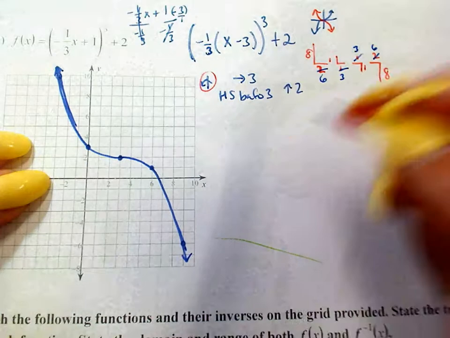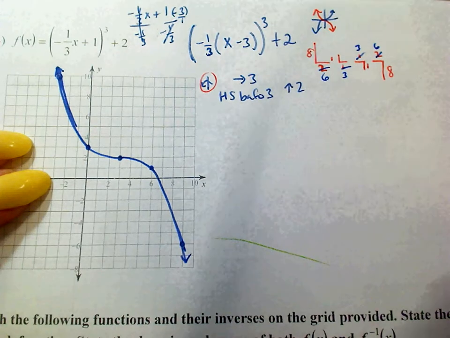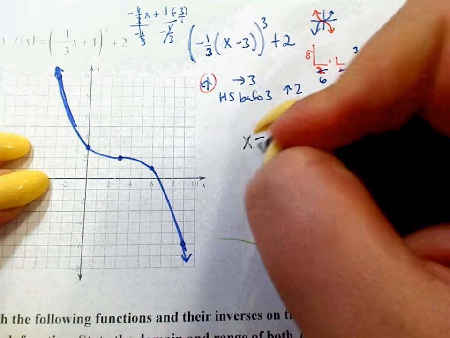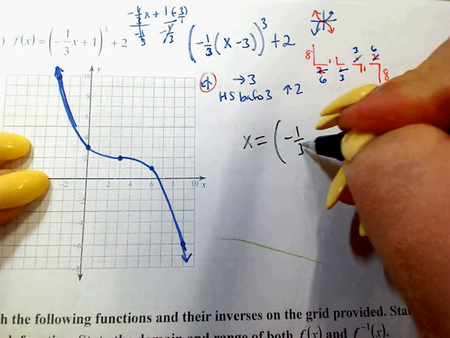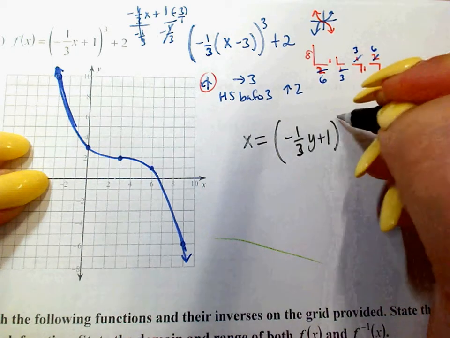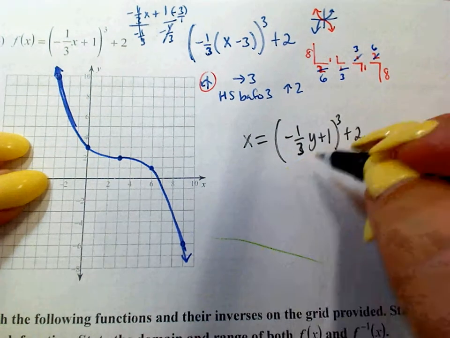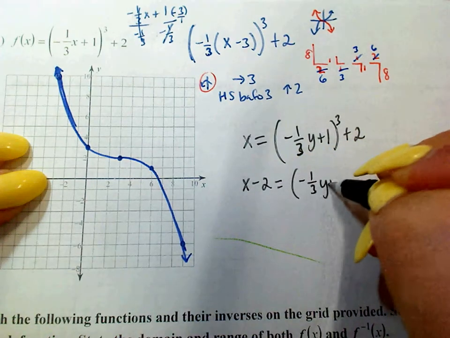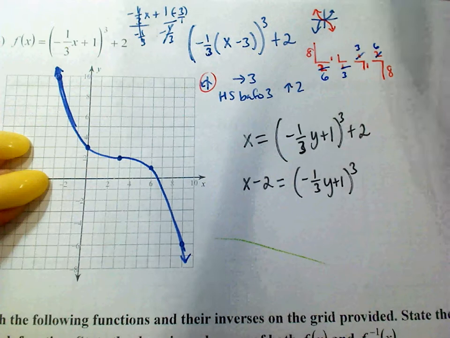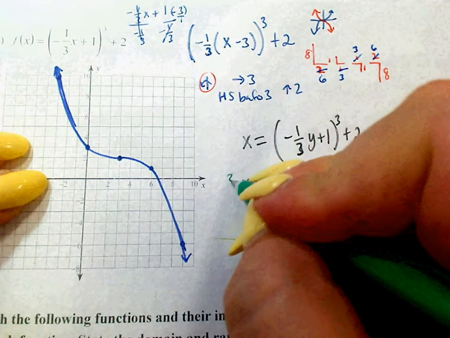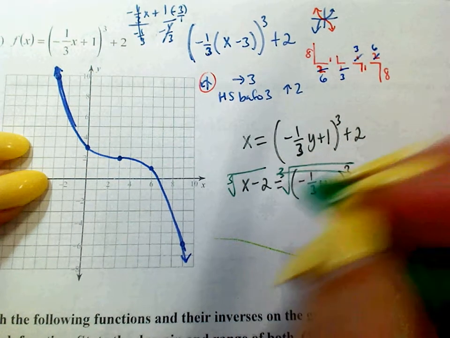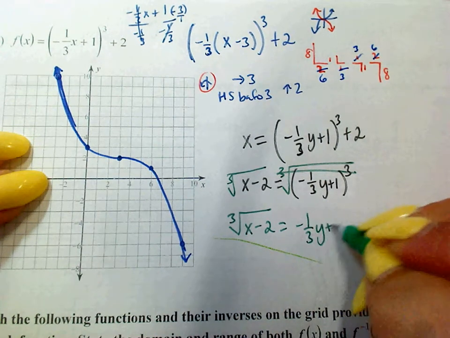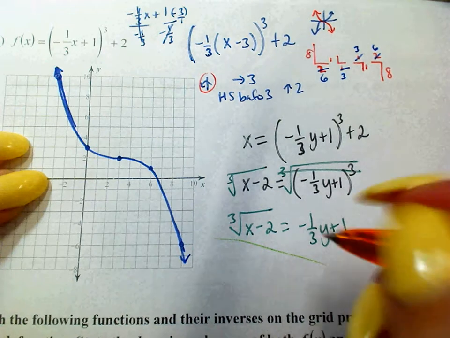And then I need to find the inverse. So for the inverse, I'm going to switch x and y. So I've got x equals negative 1/3 y plus 1 quantity cubed plus 2. I'm going to subtract the 2. I'm going to take the cube root. So the cube root of x minus 2 equals negative 1/3 y plus 1. And then I'm going to subtract the 1.